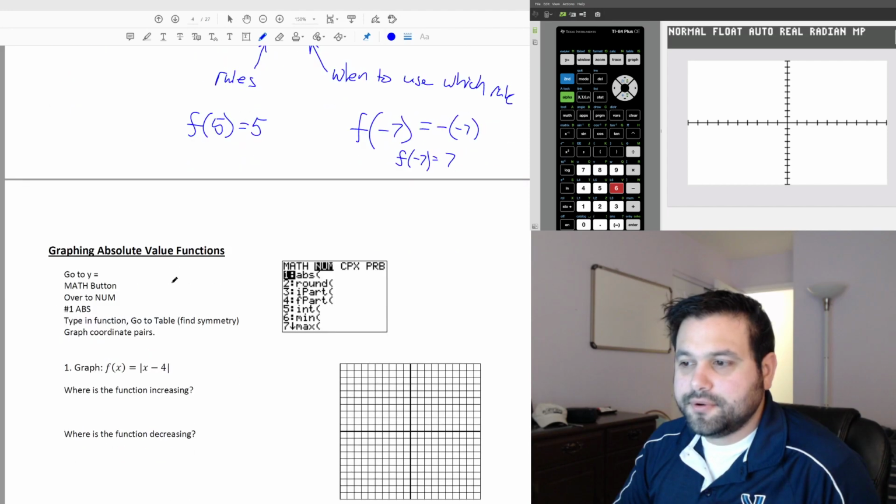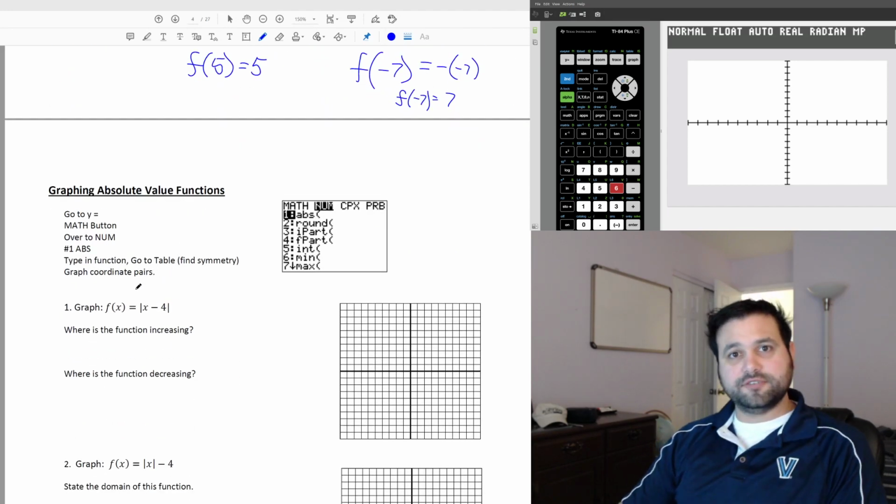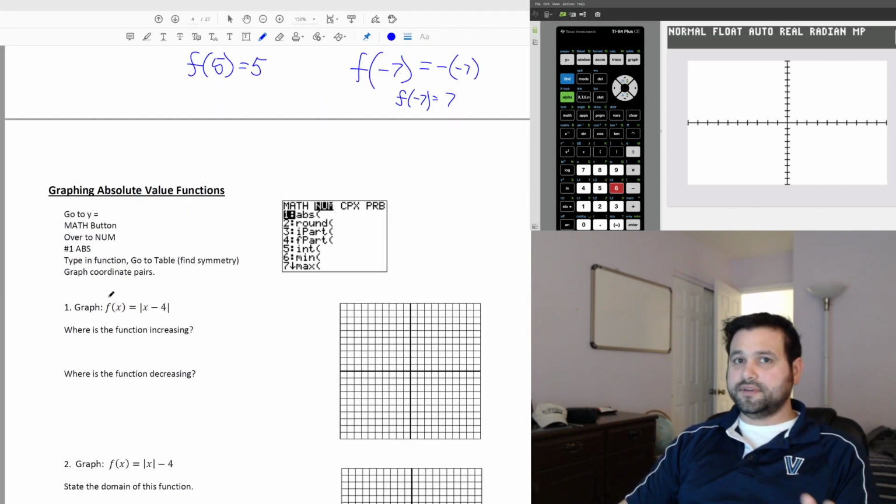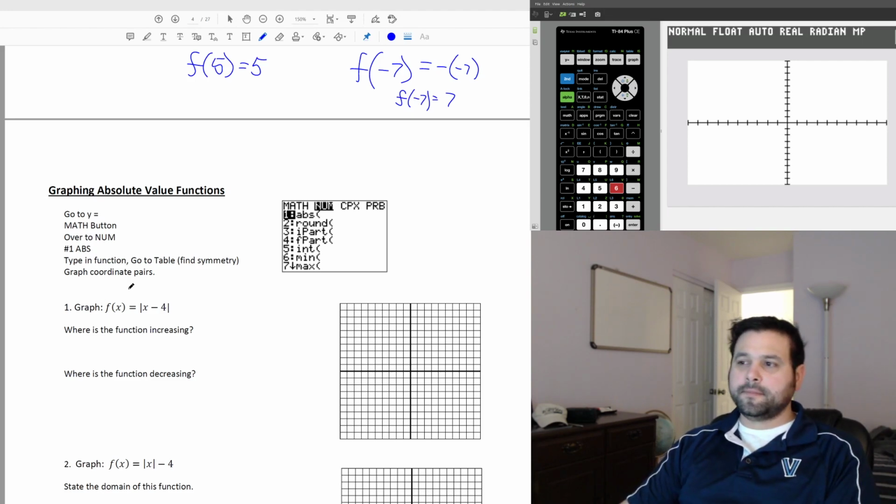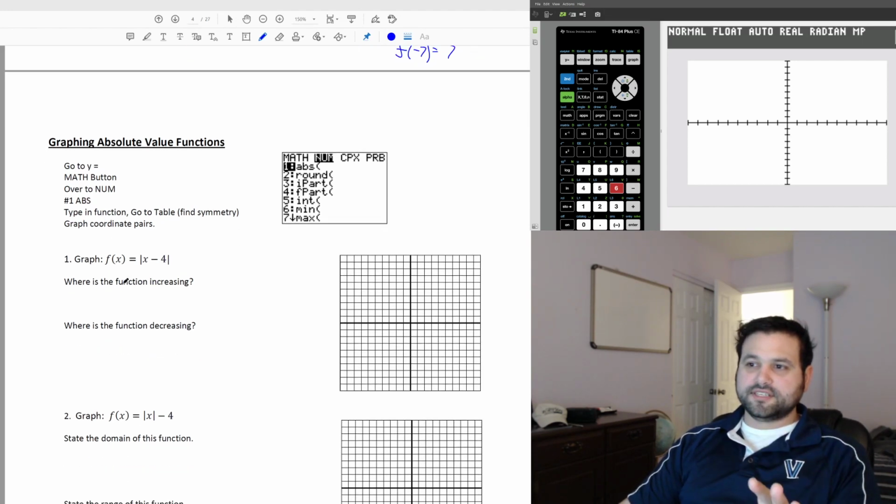The absolute value is an example of a piecewise function. We will do more work on piecewise functions in the next video. In this one, though, we're going to focus on the absolute value.